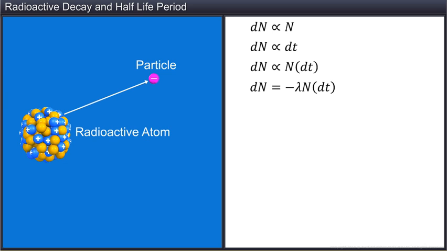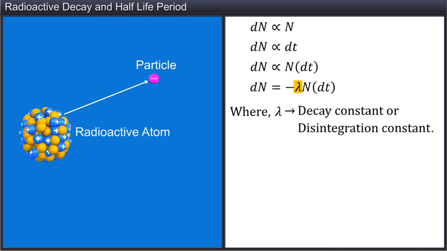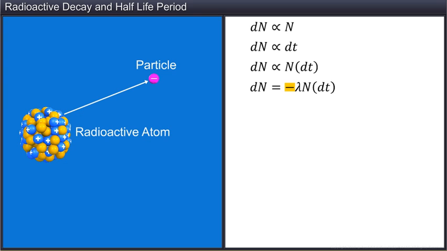Or we can say dN will be equal to minus lambda N dt. Here, lambda is a constant of proportionality and is called the decay constant or disintegration constant. Negative sign shows decay of nuclei. This implies that dN by dt is equal to minus lambda N. Let this be equation 1. This can also be written as dN by N is equal to minus lambda dt. Let this be equation 2.